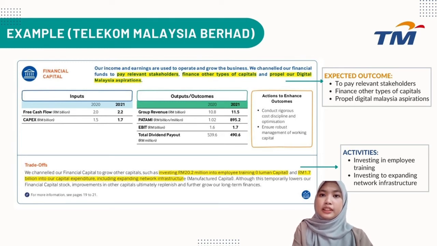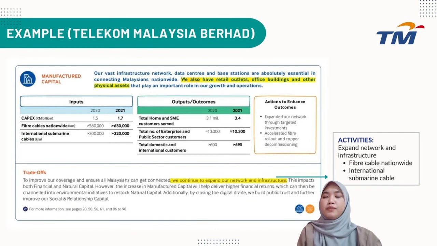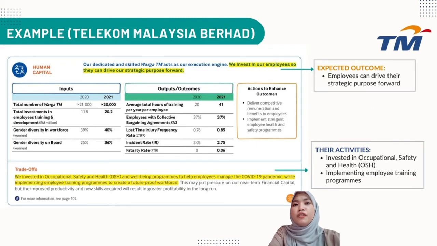For example, this is the financial capital of TM. TM uses an input of financial capital as they have to invest in employee training and in expanding network infrastructure, and they also pay relevant stakeholders through dividends, finance other types of capital, and support the proper Digital Malaysia aspiration. For manufactured capital, TM continues to expand the network and infrastructure as their activity, as they want to improve their coverage and ensure all Malaysia can get connected. They also have manufactured physical assets such as retail outlets and office buildings.